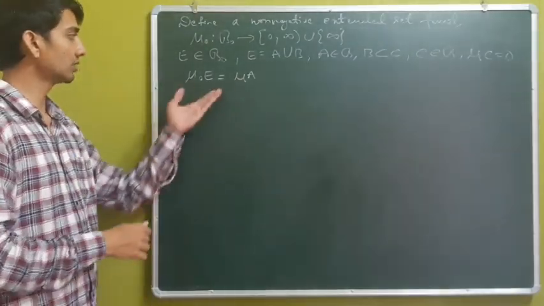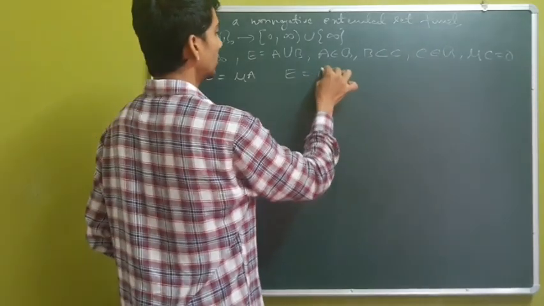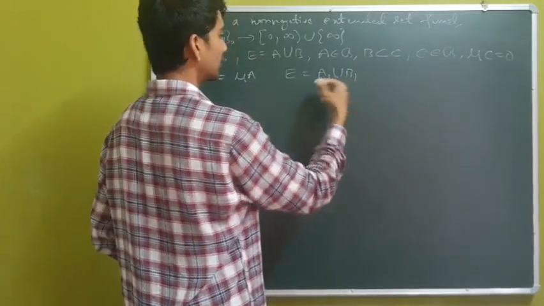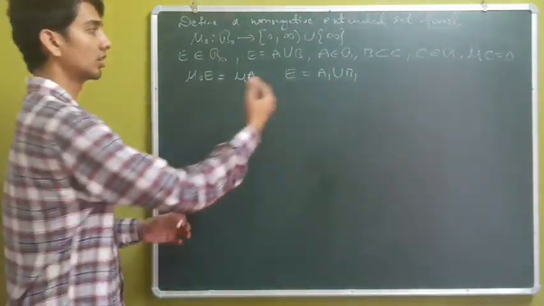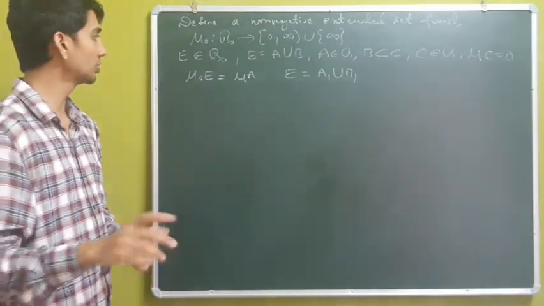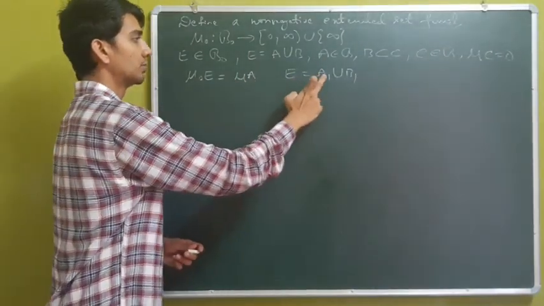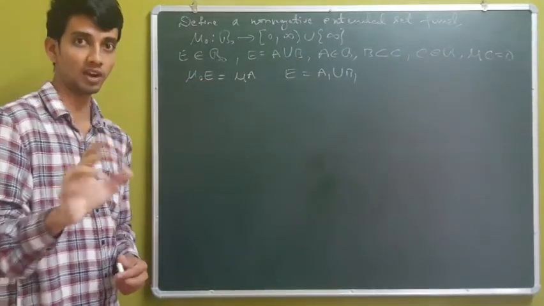We will prove that it is well defined by the method that if E is a union of any two other sets, say A1 and B1, then if I prove that mu of A is the same as mu of A1, that implies that mu naught is well defined.